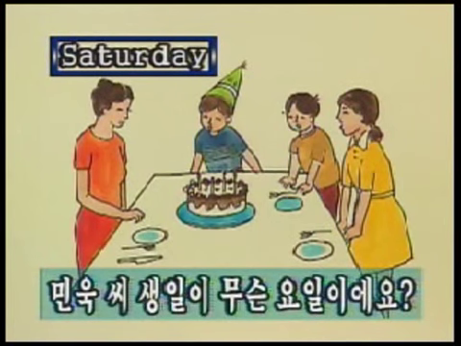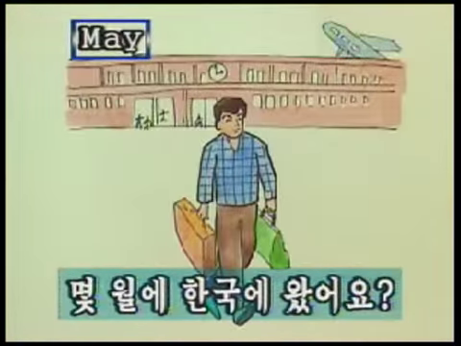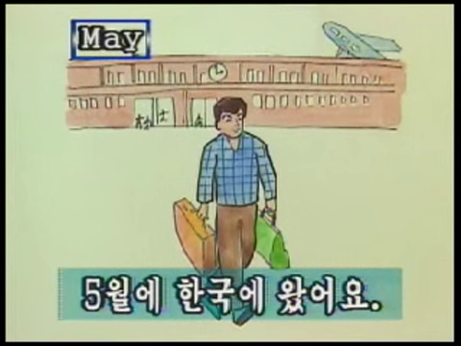Let's now get a wrap-up of all the expressions that we have learned up to this lesson that are related to time and date. Now, how would we say, what day of the week is your birthday on, Minhook? Minhook 씨 생일이 무슨 요일이에요? It's Saturday. 토요일이에요. Which month did you come to Korea? 몇 월에 한국에 왔어요? I came to Korea in May. 5월에 한국에 왔어요.